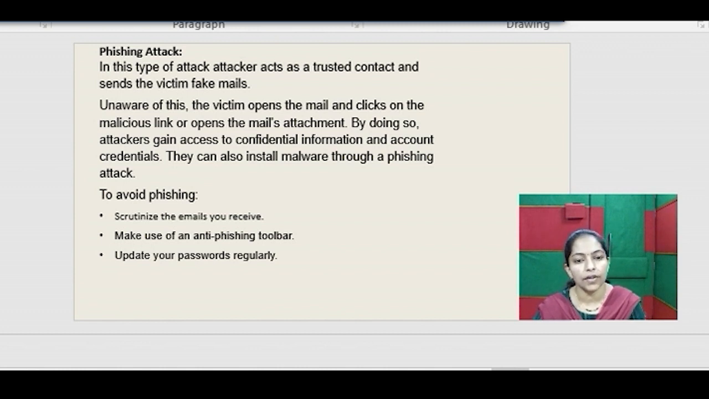To prevent this phishing attack, we have to use the following steps. First, scrutinize the emails which you receive. Next one is make use of an anti-phishing toolbar. Next is update your password regularly.